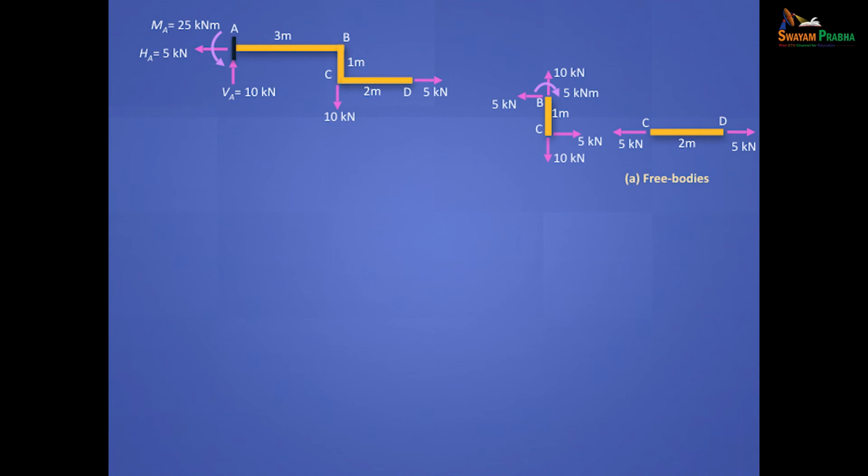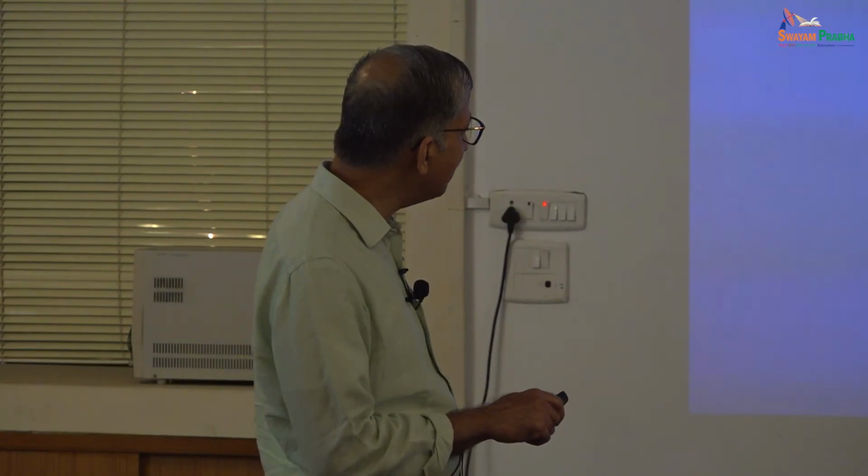So when you join these two, you will get what you get in the original structure. You will get a 10. Are you getting it? Otherwise it will get cancelled over. These two have to be balanced. So 5 is balanced by 5, 10 is balanced by 10. And then you have a moment. This 5 into 1 meter is a couple which has to be balanced by 5 kilonewton meter. Are you getting it? That's it.